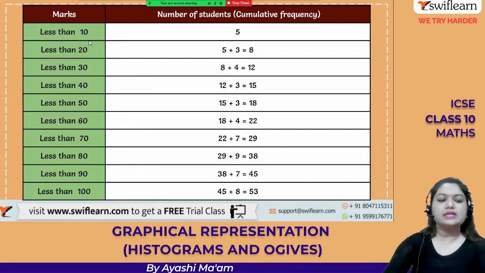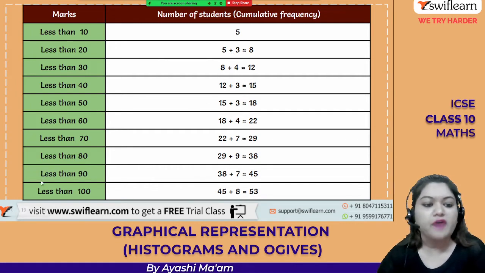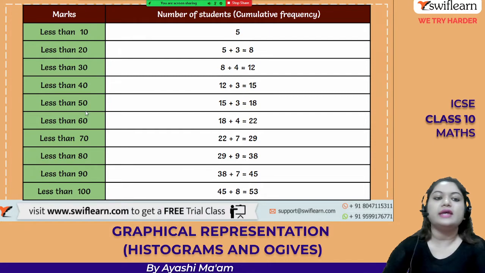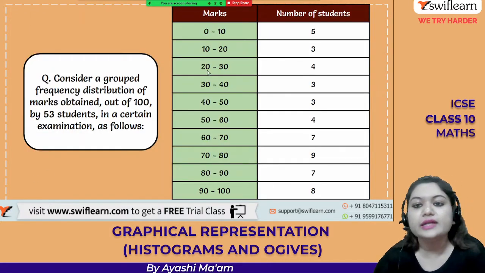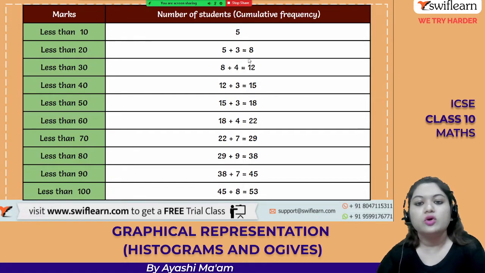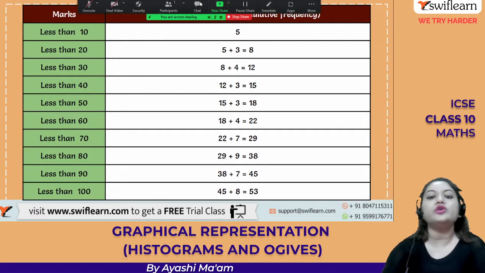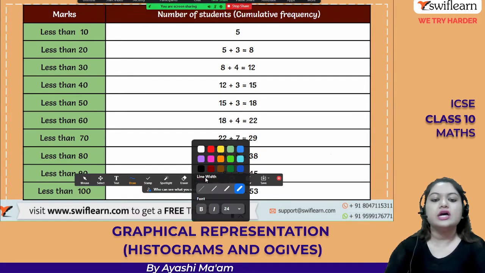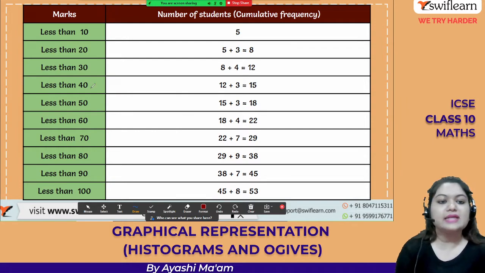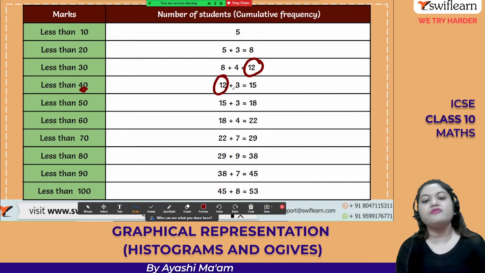Let's see. Less than 10 is 5. Less than 20 means up to this 10 to 20, that means 5 plus 3, that is 8. Less than 30 means what? The first 3 rows, right? So 5 plus 3 plus 4. We simply do 8 plus 4 and get the answer 12. Just see, you already know this one, right? Again, less than 40 will be whatever we had in the previous one, so 12 plus 3.